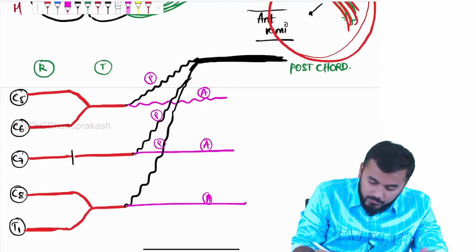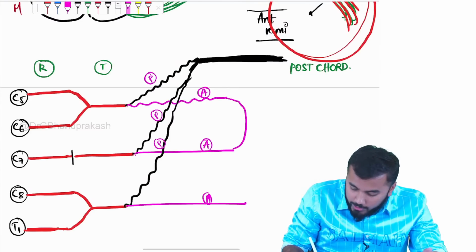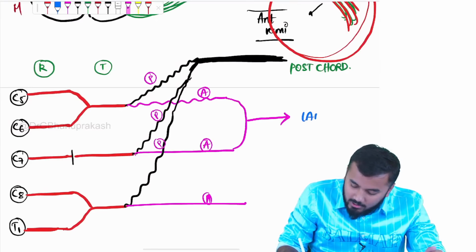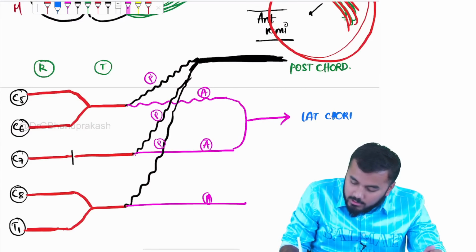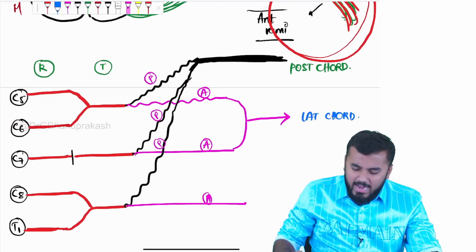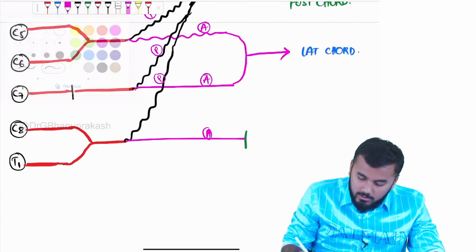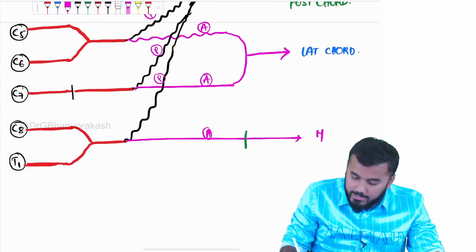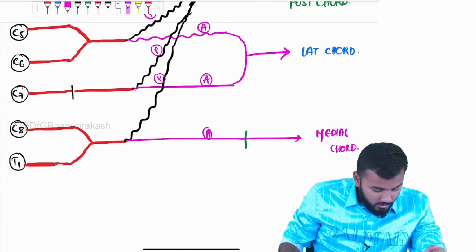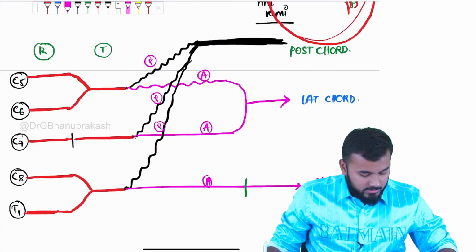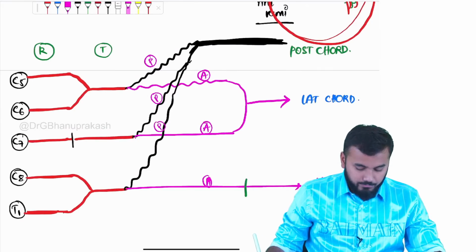In the same way, both these anteriors join together to form not the anterior cord, but the lateral cord. Life is not always easy, so it is called the lateral cord. And finally, the last one is called the medial cord. Sorry, Ayman, if I am wrong with the spelling. So these are the cords.